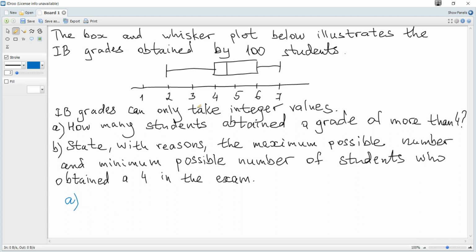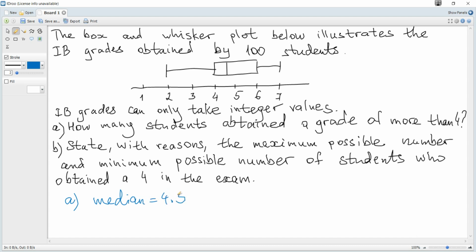From the given plot, we can see that the minimum value is 2, the maximum value is 7, Q1, the lower quartile or the 25th percentile, is 4, Q3, the upper quartile or the 75th percentile, is 6, and the median is 4.5. And let's consider the median.